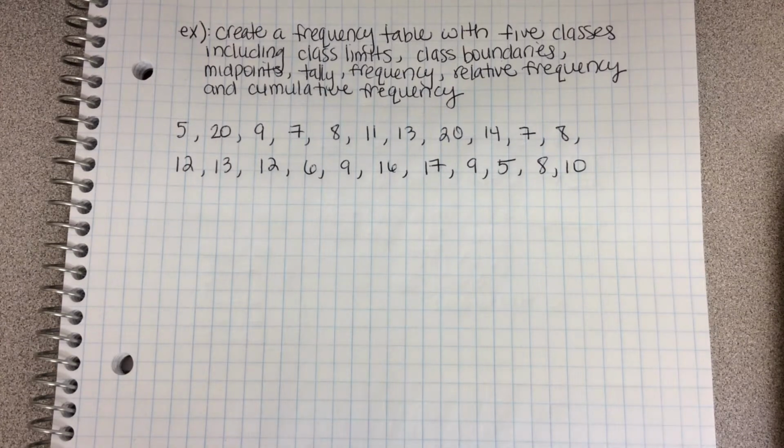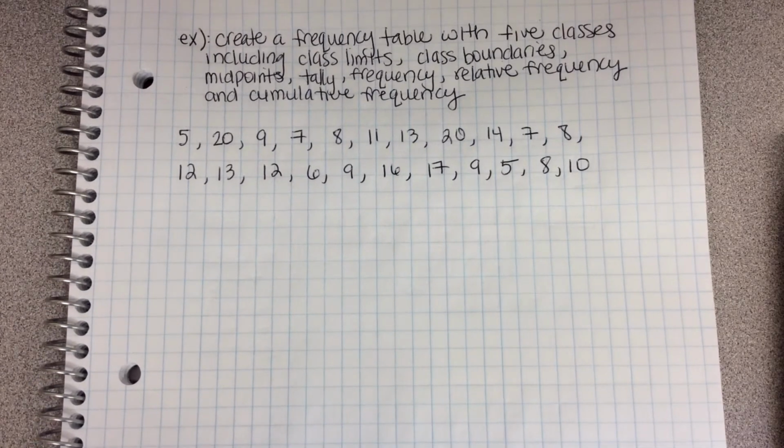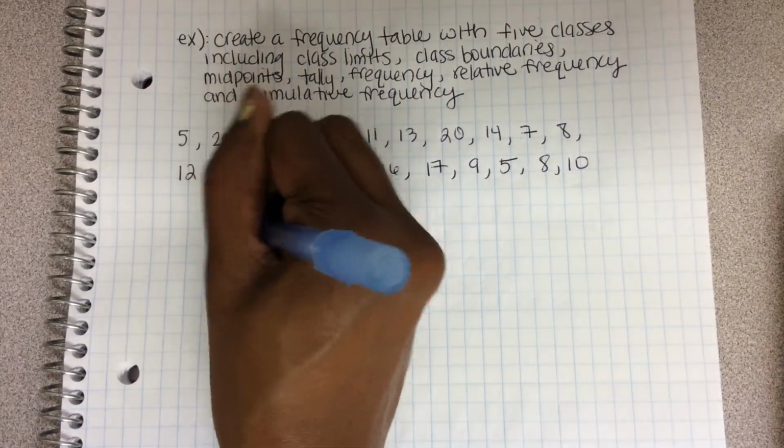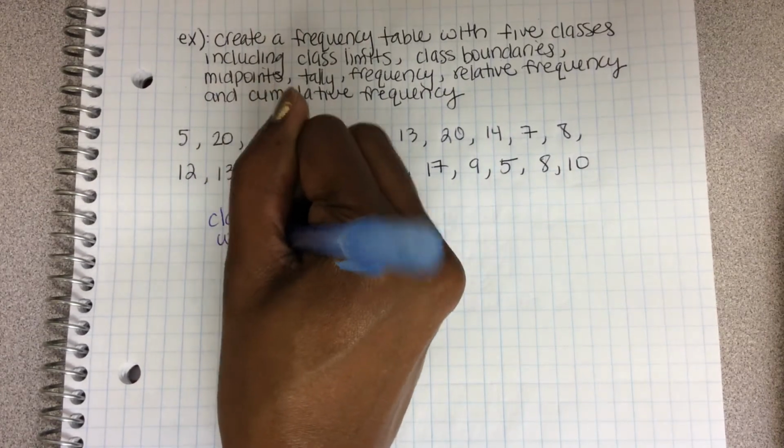Hey guys, so in this last example, I want us to create a frequency table with 5 classes, including class limits, class boundaries, midpoints, tallies, frequency, relative frequency, and cumulative frequency. So this is more of like a complete problem. Remember, in a test, I might also make you draw a histogram or an ogive, but we're just going to do the frequency table. So the first thing I need to find is my class width.